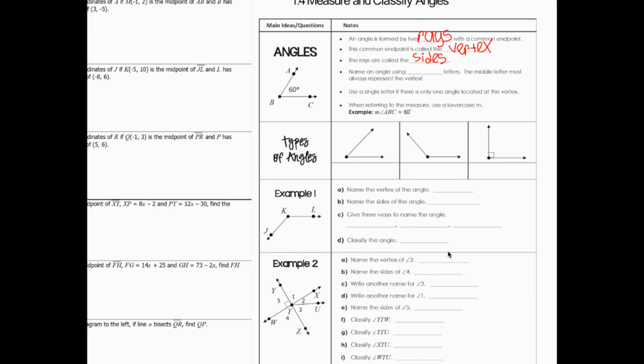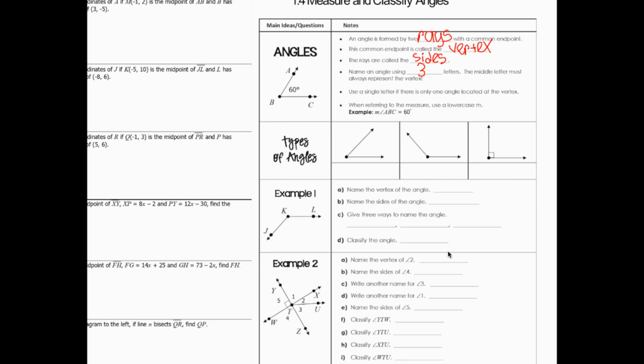And then you're going to name an angle using 3 letters. So the middle letter has to always represent the vertex. You use a single letter if there is only one angle located at that vertex. So when referring to the measure, use a lowercase m. So you would say the measure of angle ABC is equal to 60 degrees.